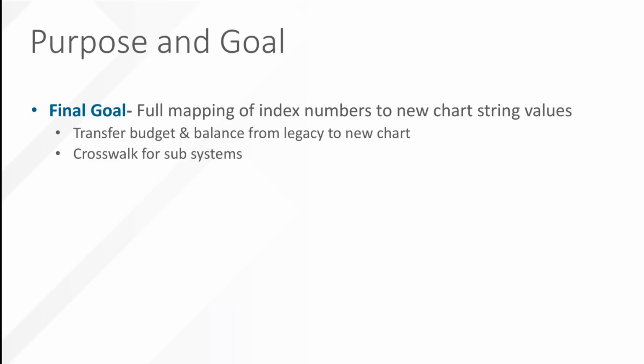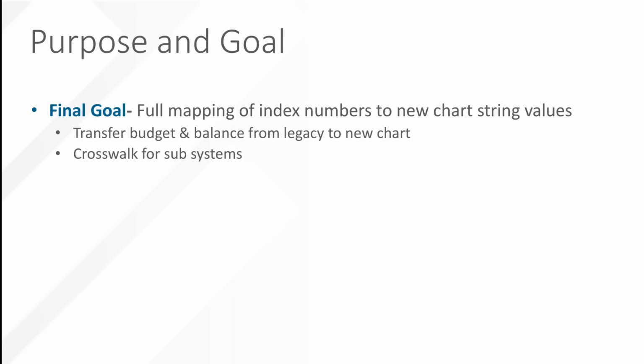The real purpose of this is that we need to get a full mapping of all of our index numbers to new chart string values. This is going to be used for the new system when we have to transfer budgets and balances from the existing legacy chart to the new chart. This will also be used for any sort of crosswalk for old index numbers to new chart strings that need to be put in for any of our subsystems.